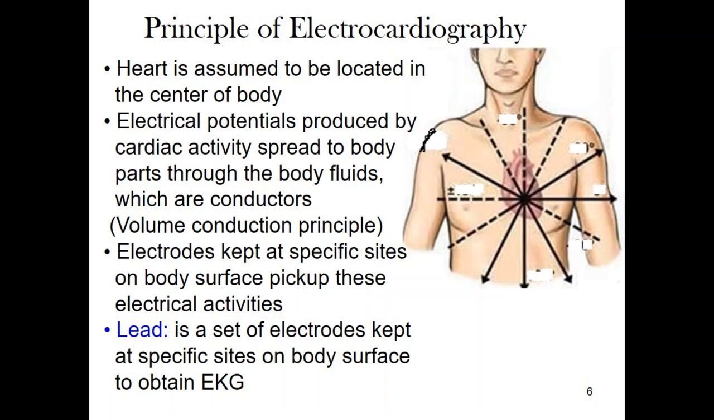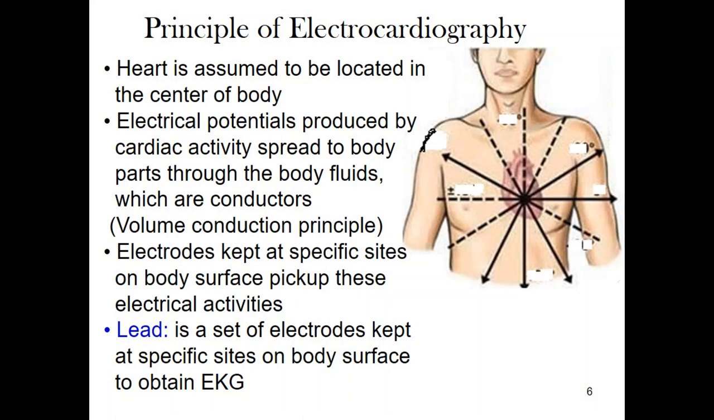Now let's quickly go through the principle. As I already told, it's the heart which is the center of the electrical activity. The heart is assumed to be located in the center of the body, even though it's not in the center. The potential produced by the cardiac activity, which we saw some time back, spreads to the body surface, to the entire body, through the body fluids, because body fluids are good conductors of electricity. They're basically electrolytes, so electrical impulses can spread.